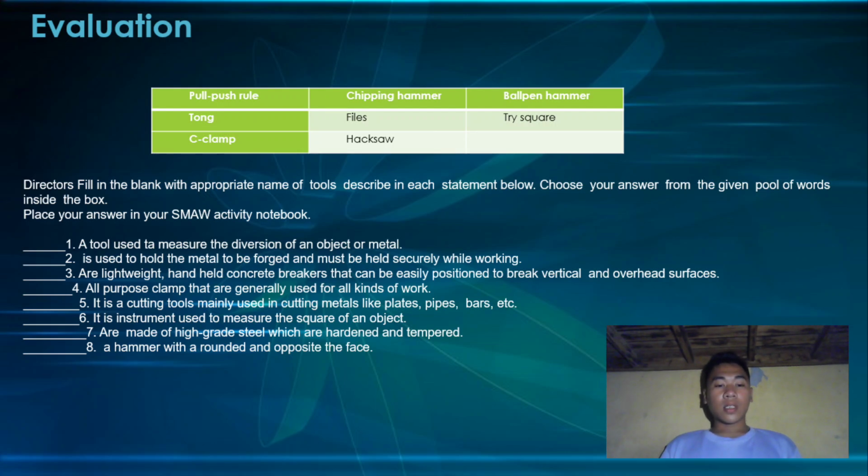The fifth one: it is a cutting tool mainly used in cutting metals like plates, pipes, and bars. The sixth one: it is the instrument used to measure the square of an object. The seventh one: made of high-grade steel which is hardened and tempered. The last one: a hammer with a rounded face opposite the flat face. Those are the questions in our evaluation.